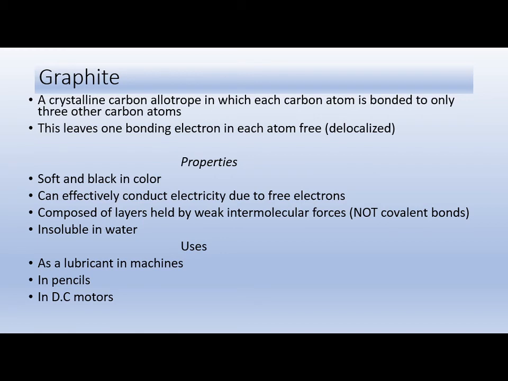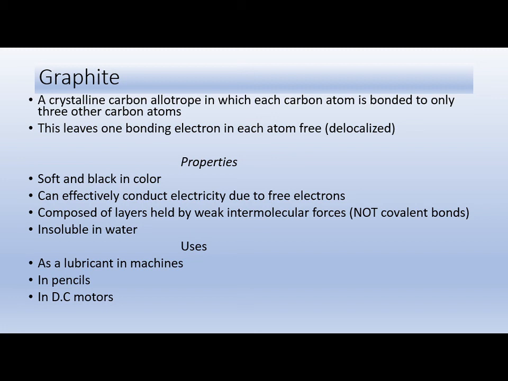Graphite, a crystalline carbon allotrope in which each carbon atom is bonded to only 3 other carbon atoms. In diamond, every carbon atom is bonded to 4 others. In graphite, 1 carbon atom is bonded to 3 others. This leaves 1 bonding electron in each atom free or delocalized. Properties: soft and black in color, can effectively conduct electricity due to free electrons.